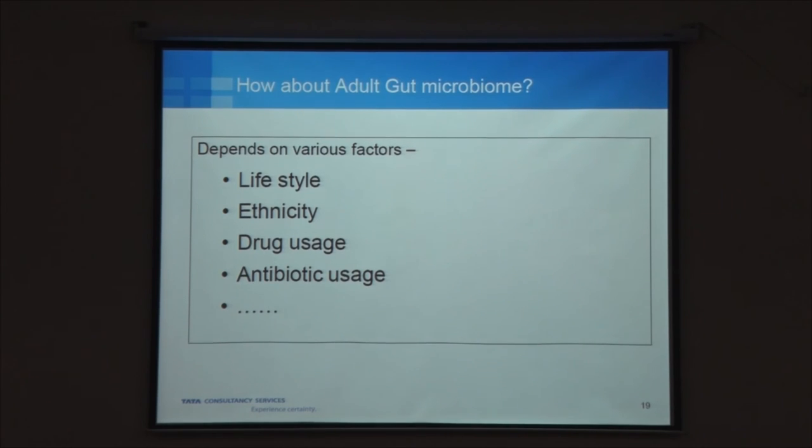So this was about the children. How about the adult gut microbiome? Is that different from the children? Because we looked at children around the age of 5 or below. In the adult, there are so many things it depends on. Professor Partha has already mentioned lifestyle and ethnicity. But the gut microbiome also plays an important role in drugs, whether and how they get metabolized. The antibiotic is another one which I'll talk about in a little while.